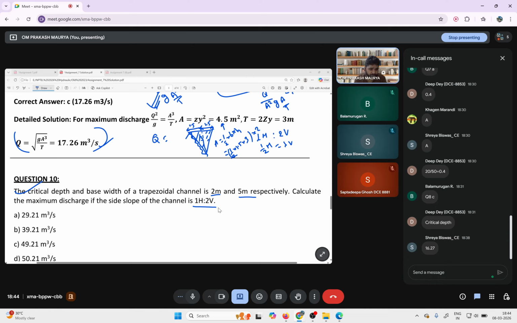Okay, so now you can also focus on question number 10. Here you need to calculate the maximum discharge. The side slope is given, 1 horizontal, 2 vertical again. So within 5 minutes, please try to calculate this question.